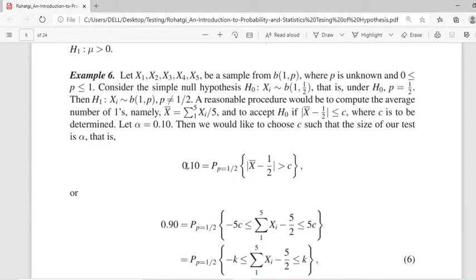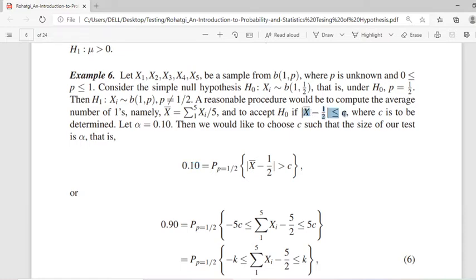So let us take alpha equal to 0.1. The maximum type 1 error probability is equal to the alpha value, 0.1. So using that equation we have to find the value of c.